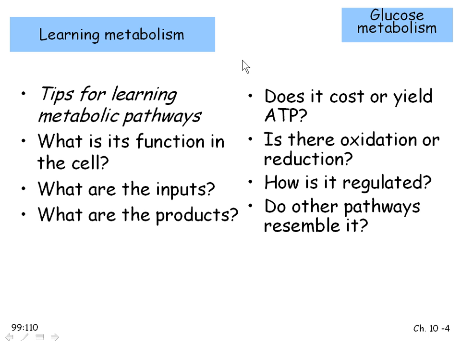Does it cost ATP or does it yield ATP? Some pathways will do both, in which case you want to know where it does which. Are there any steps that use oxidation or reduction? Many pathways do have at least one, sometimes several, and they're usually important steps. Okay? How is it regulated?